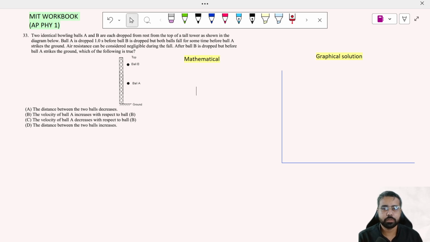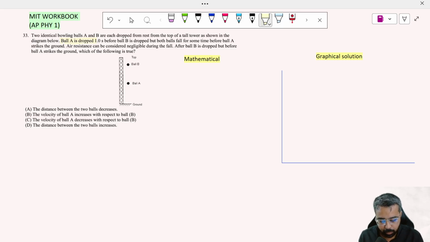This question is about the free fall motion of two balls, and I will explain it by two methods. The first is graphical and the second is mathematical, in which I will apply kinematics equations. So in this question you see there are two balls, ball A and ball B.